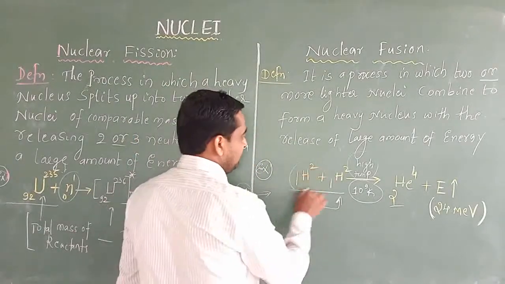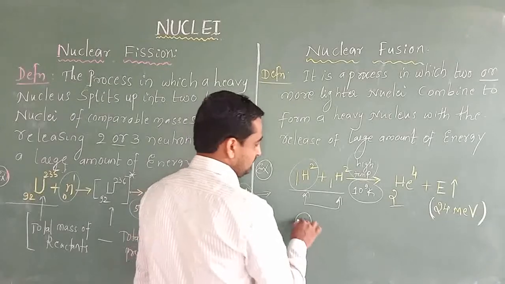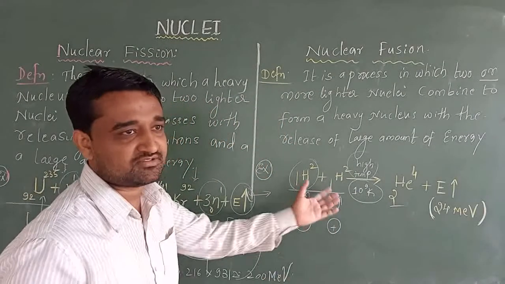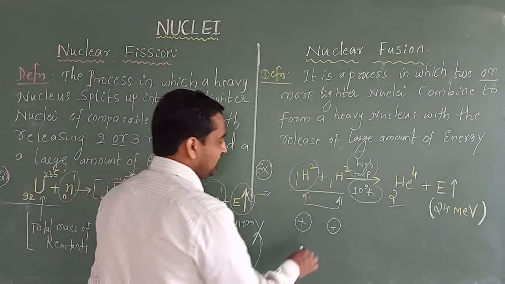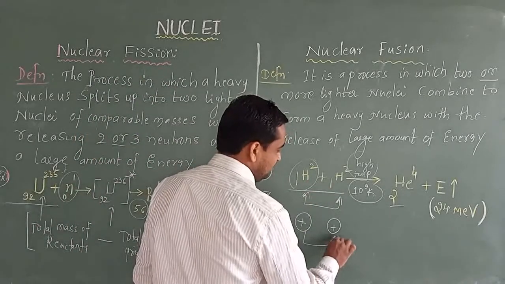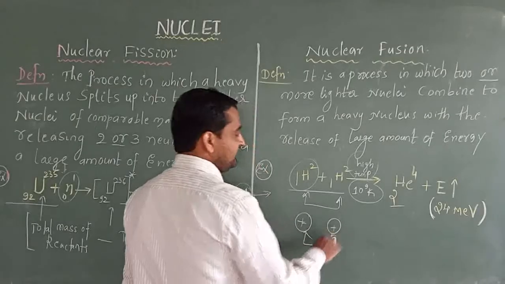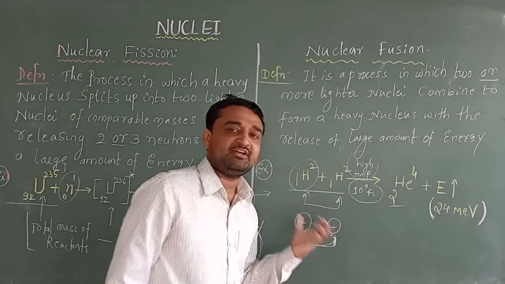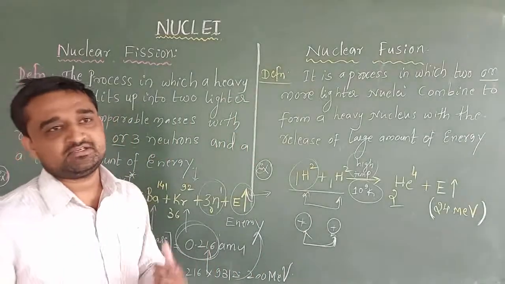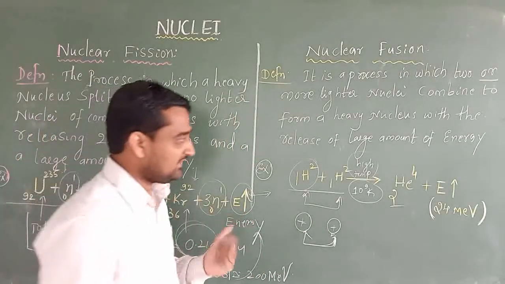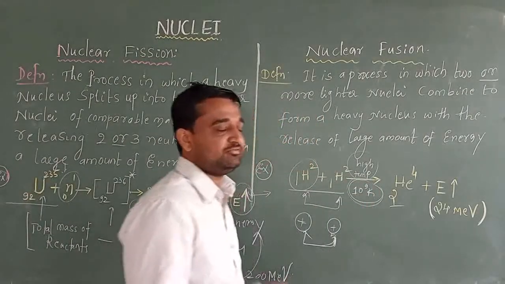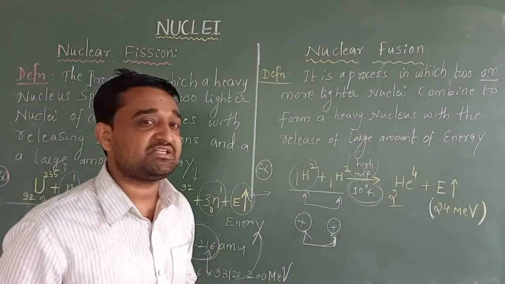So 1H2 here has a positively charged nucleus, and the other 1H2 also has a positively charged nucleus. So there is a repulsive force between the two nuclei, right? It is a difficult process to combine two lighter nuclei and form a heavy nucleus. For that reason, a temperature of the order of 10 to the power 9 Kelvin is required.